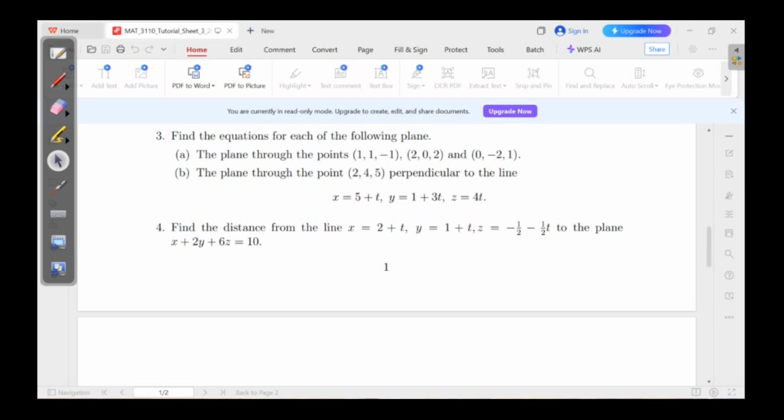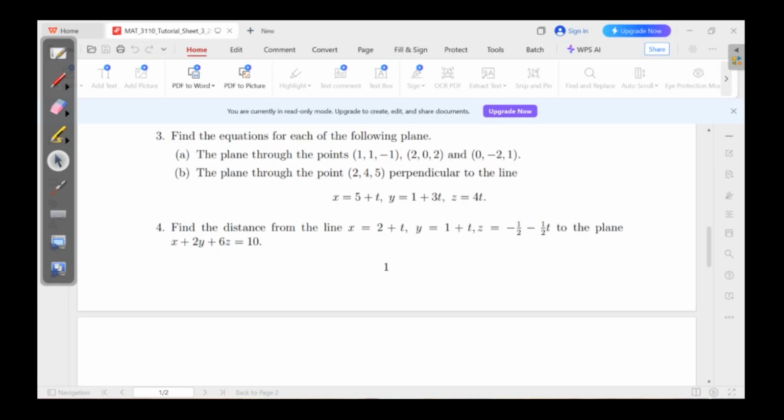So we are given a line in parametric form, and what we have to do is to come up with a distance from this line in parametric form to the plane which we are given. So in short, it's just the distance from a given line, and of which we are going to talk about.